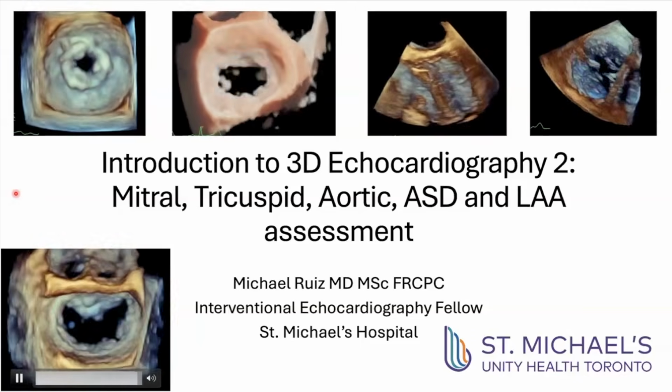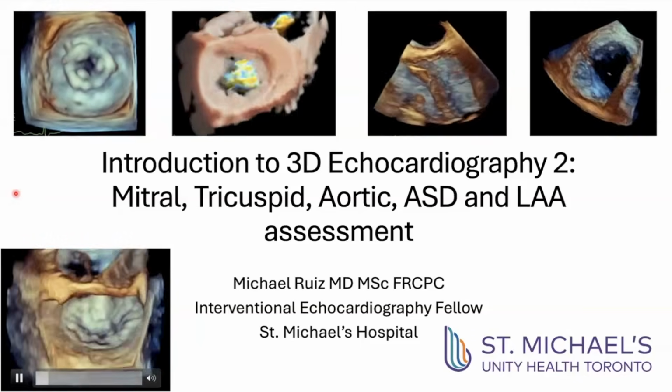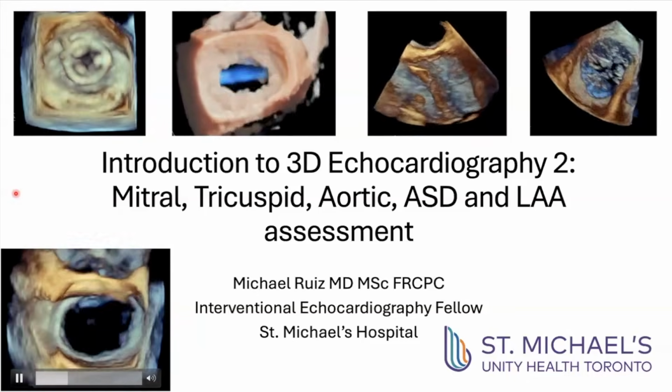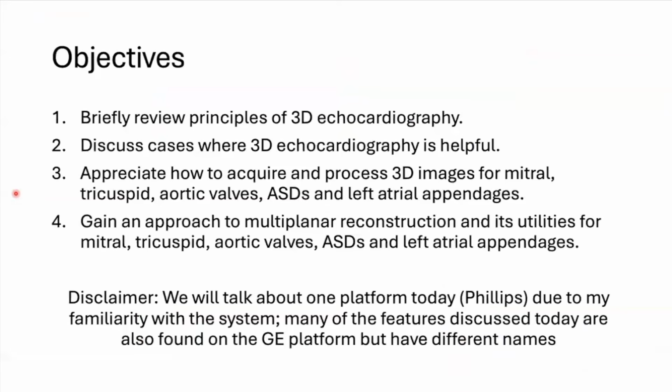Today we're going to be building on what we learned in Part 1 and really get into how to assess the individual valves and some other cardiac structures. So the objectives are to briefly review the principles that we talked about in the last talk. If there's anything that's unclear, I encourage you to go back to the YouTube video for Part 1 to review those topics. And then we're going to discuss cases.